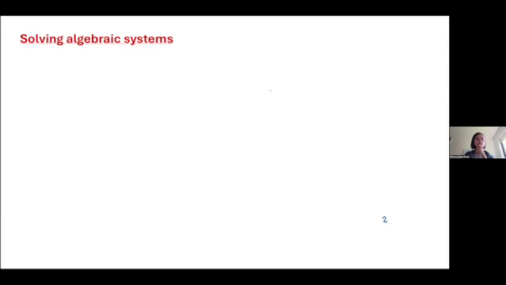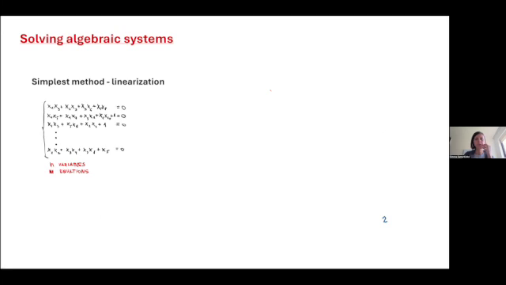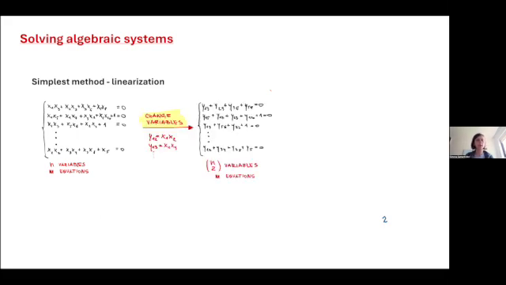Okay, so let's first see how we solve algebraic systems and what we mean by that. So the simplest method is that of linearization. I mentioned that if this were a linear system, then it would be easy to solve. Okay, so why don't we try to turn this into a linear system? So what we see here, for example, is a system that has n variables and m equations.